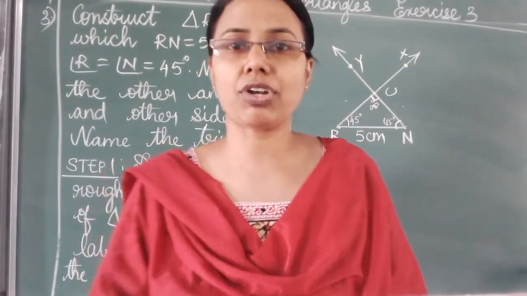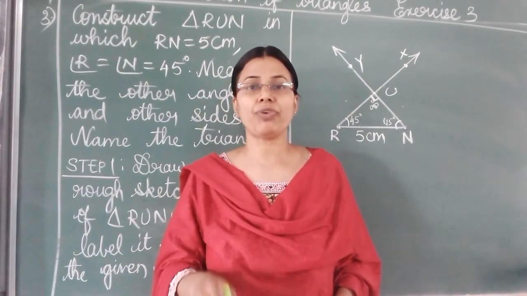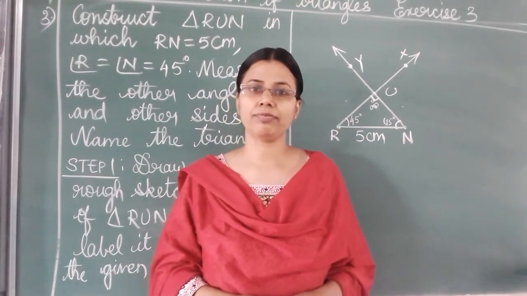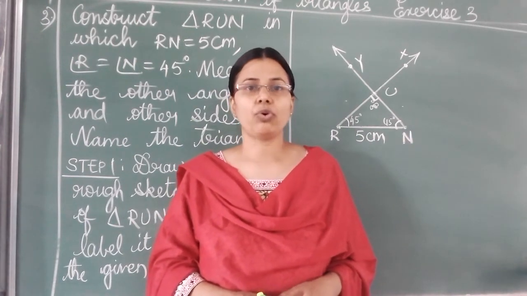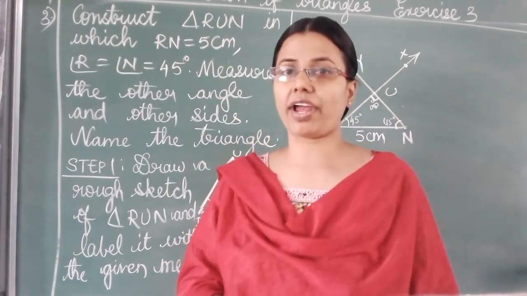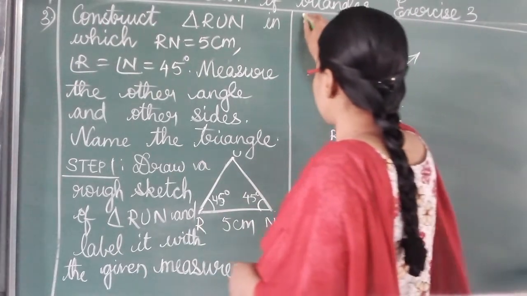Which type of triangle is this? One angle is 90 degrees. So when you have one right angle, what do you call that triangle? Very good. It is a right angled triangle. Now let us write the construction steps. Step 1 we have written. Let us write step 2.